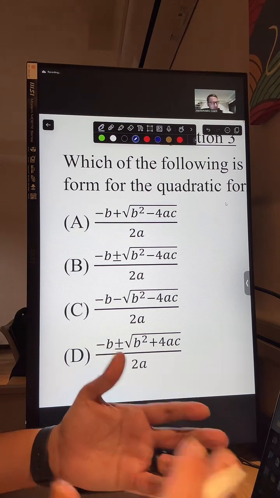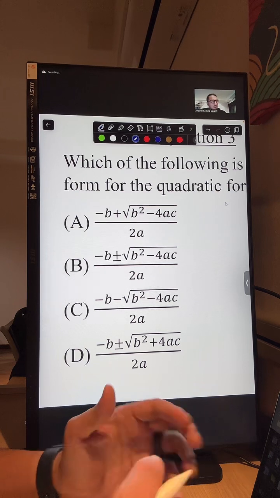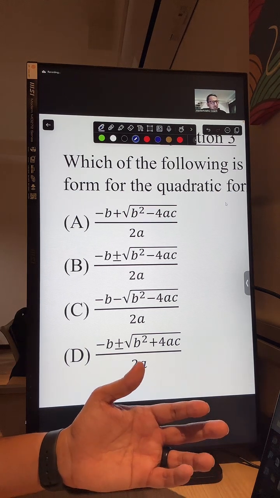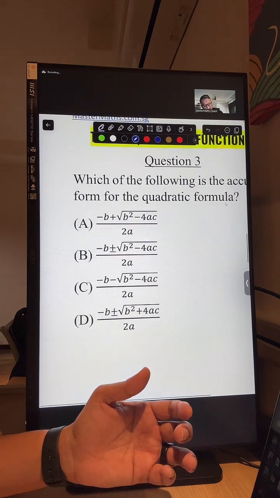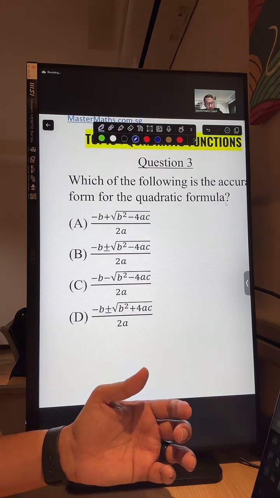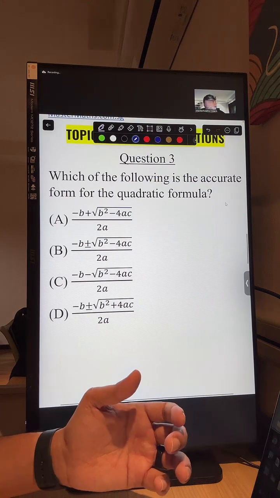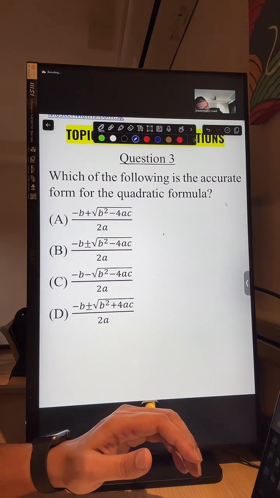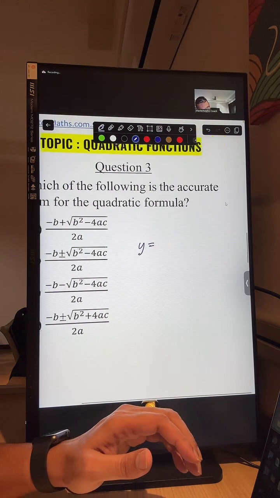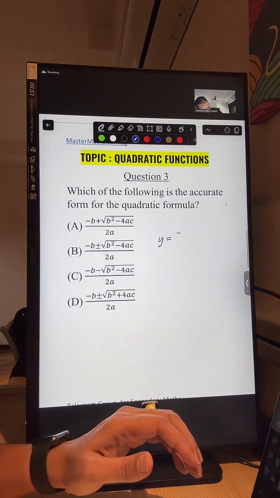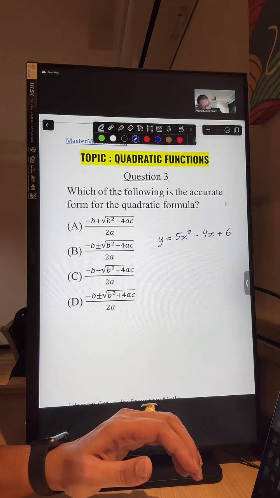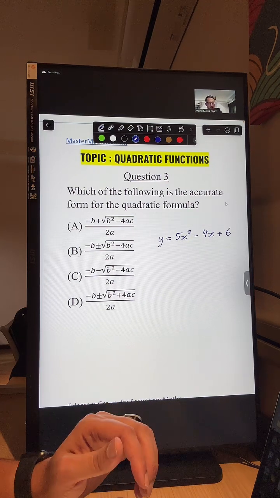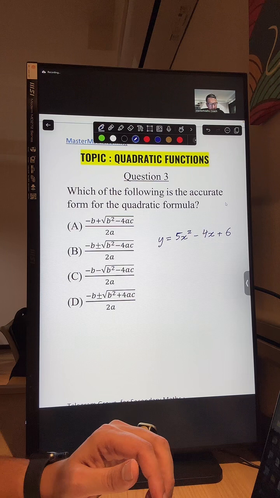Now, you might be looking at all these letters A, B, and C, and asking yourself, what in the world are A, B, and C? A, B, and C here refer to the coefficients, or the numbers, that you will find in your quadratic equation. For example, let's say we have y equals 5x square minus 4x plus 6.